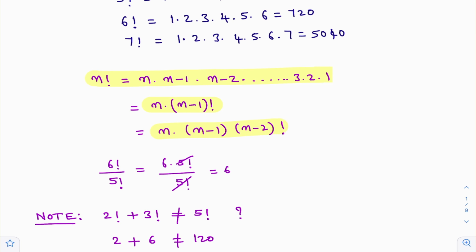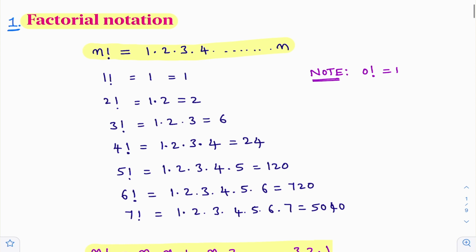N factorial can be written like this, or like this. And you remember this point, this type of thing doesn't work in taking common or something like that, doesn't work in factorial notation. Something like 2 into 5 factorial, that I'll write as 10 factorial, means it doesn't work. 2 into 5 factorial is 10 factorial means no. Factorial notation is over.